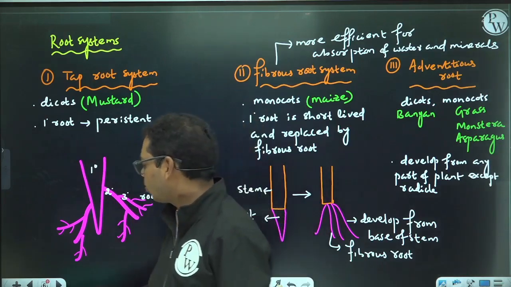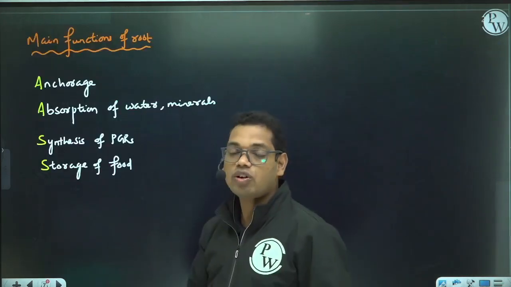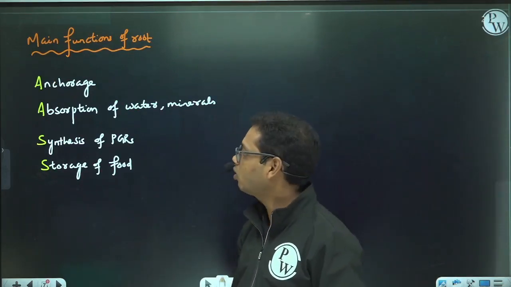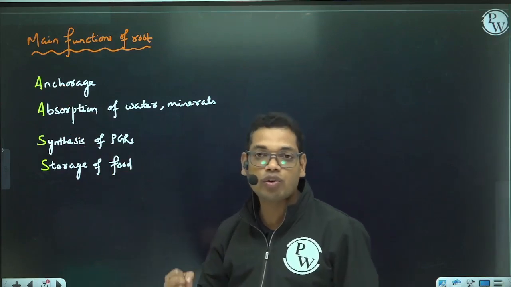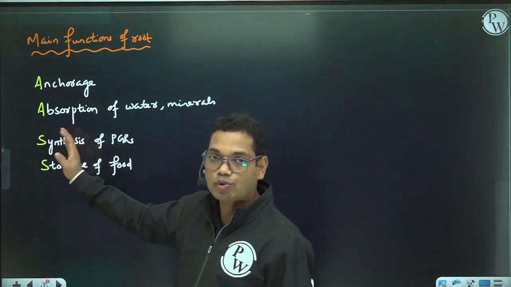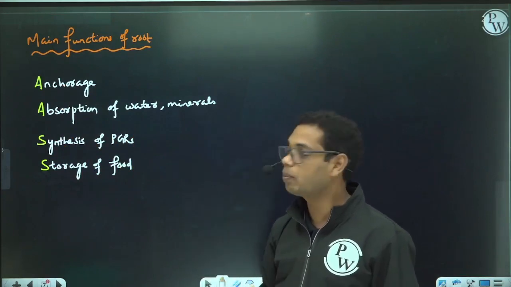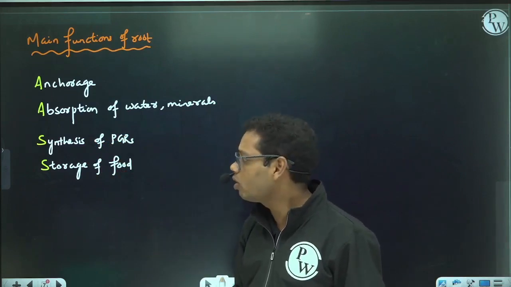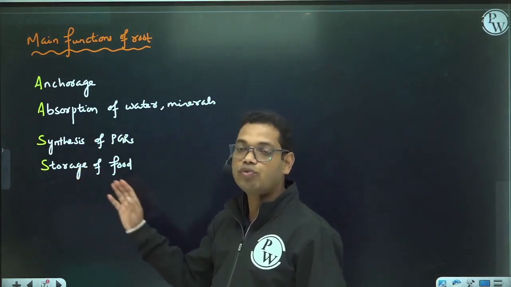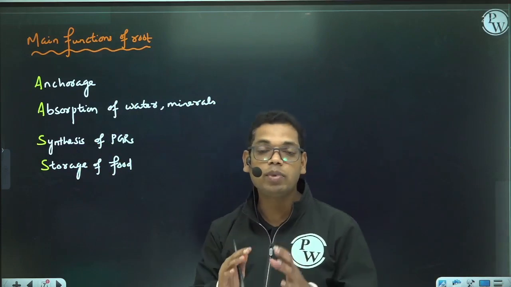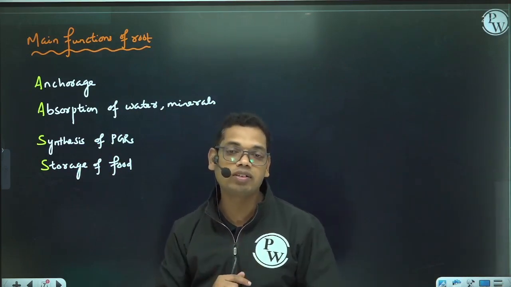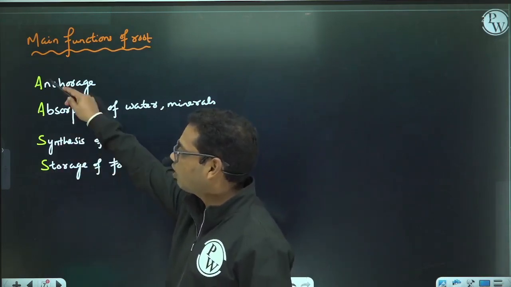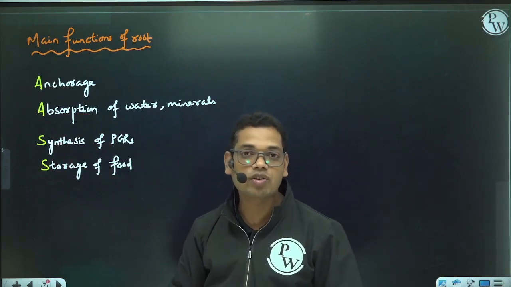Now let us talk about the main functions of root. Root has different functions, but what are the main functions? The main functions are anchorage, to provide anchorage to the plant. Okay, it helps in absorption of water and minerals from the soil, and it helps in the synthesis of various plant growth regulators, that is the plant hormones, and it is responsible for storage of food. So these are the 4 main functions of the root as per the NCERT. Okay, how to remember? You please remember AASS. So these are the main functions of root.